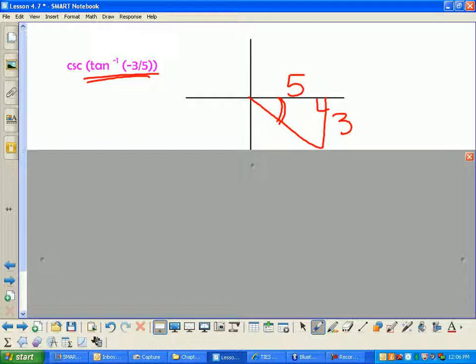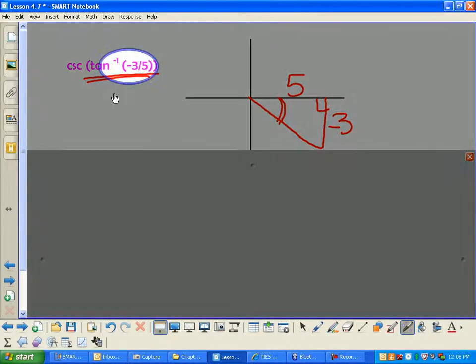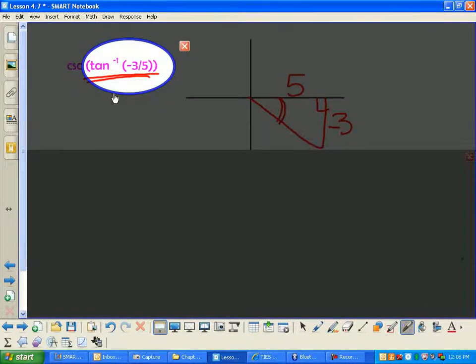Now, you have to have a negative somewhere, and because of where I drew my triangle, the negative is on the y, not on the x. It's not because the negative is on the 3. It's because of the way the triangle is oriented. Okay, so this part says find the one special angle that has -3/5 as its tangent value.